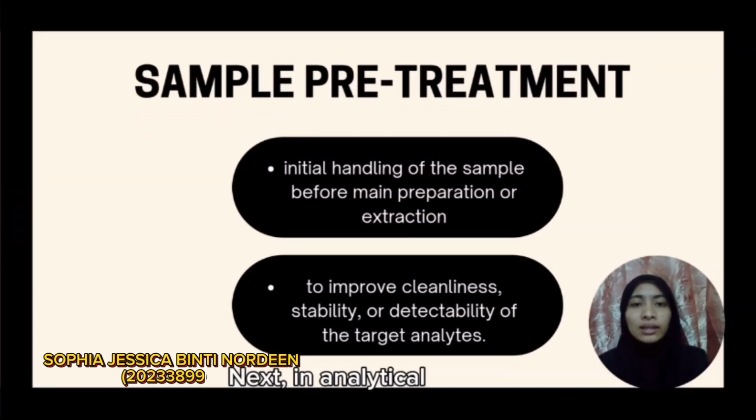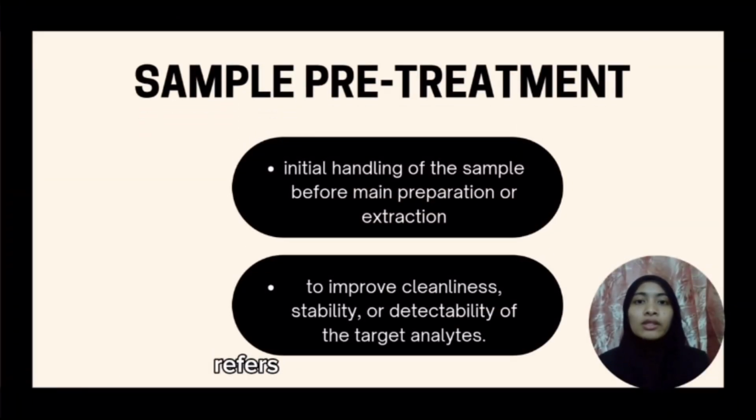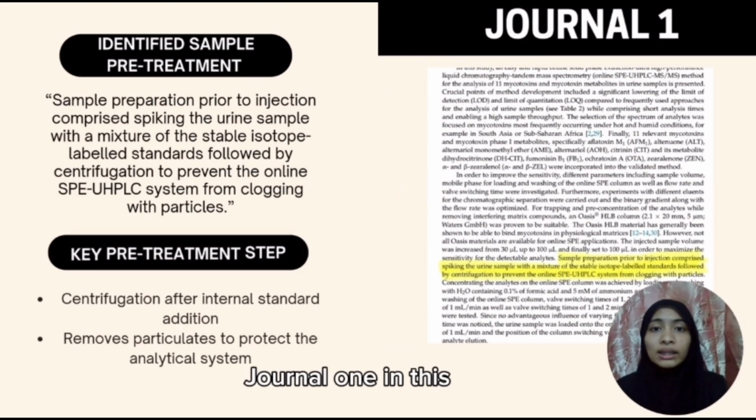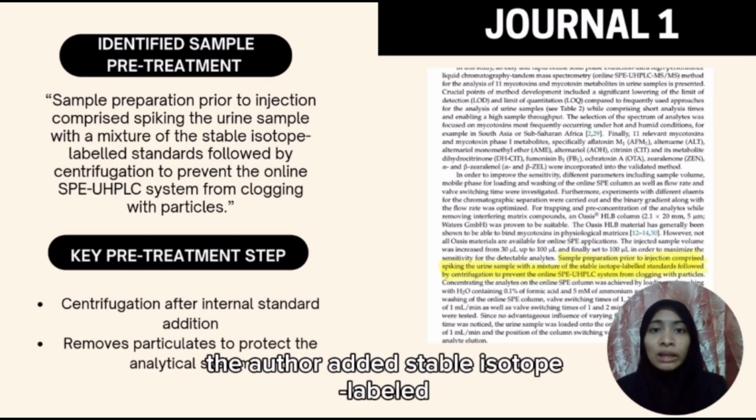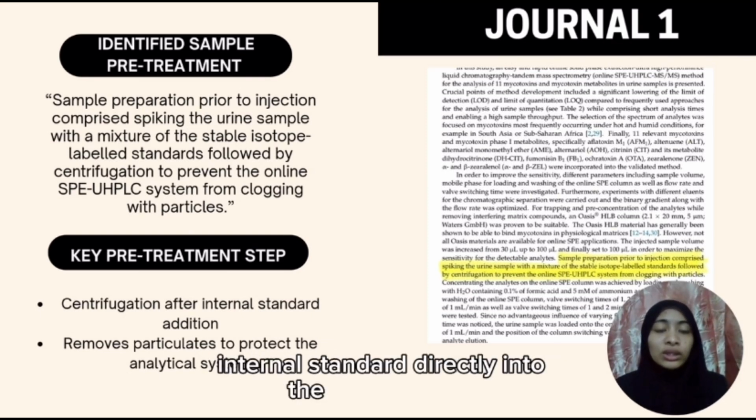Next, in analytical chemistry, sample pretreatment refers to the initial handling of the sample before the main preparation or extraction, typically to improve the cleanliness, stability, or detectability of the target analyte. In journal 1, the author added a stable isotope-labeled internal standard directly into the urine sample.